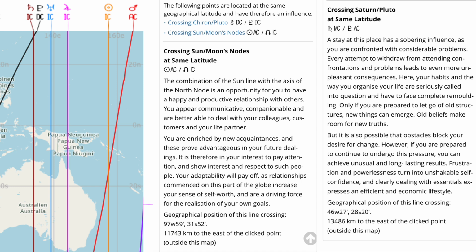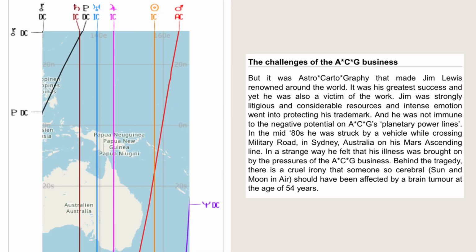He got into a car crash on his Mars AC line with a bunch of malefics surrounding him, and he got a brain tumor and he basically died just like that. So astrocartography can be very literal, and the planets are very serious. The energy is very serious. And I always say there's a reason why you feel a certain way when you visit a place.